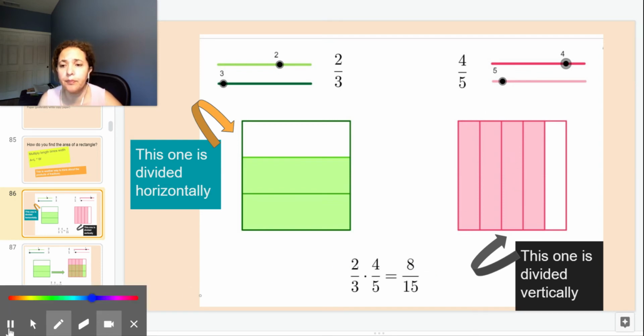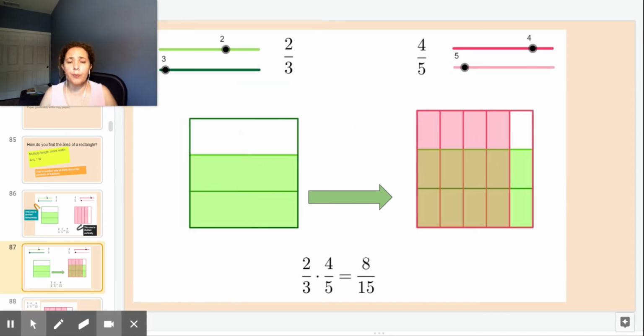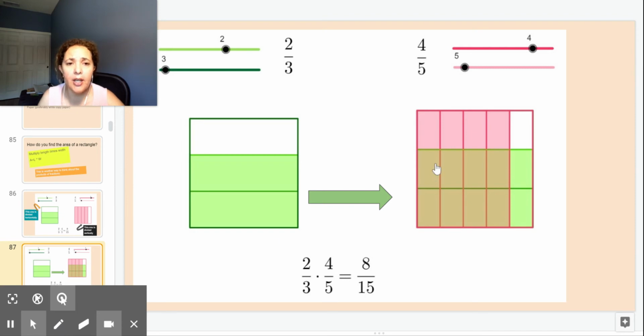Now, if I were to lay one on top of the other, this is what I would get. So if I take my 2/3 and I slide it over on top of my 4/5, this is what I'm going to get. And the double shaded part right here, see this double shaded part, this area that's double shaded, that's my 8/15.